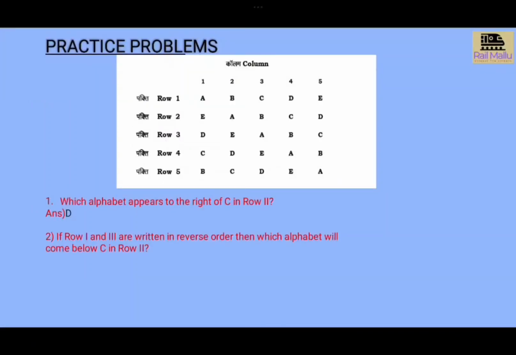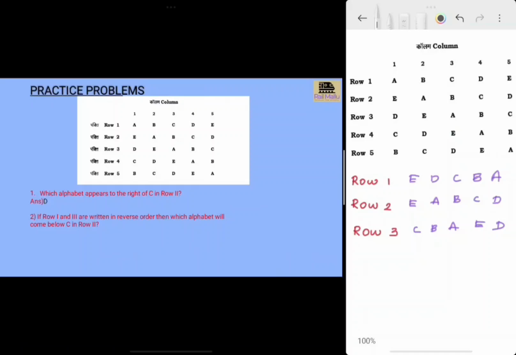If row 1 and 3 are written in reverse order, then which alphabet will come below C in row 2? First of all, we can reverse row 1 and row 3. Then we can write row 2 as such. The question is, which alphabet will come below C in row 2, which means E is the answer. So E will be your answer, right?